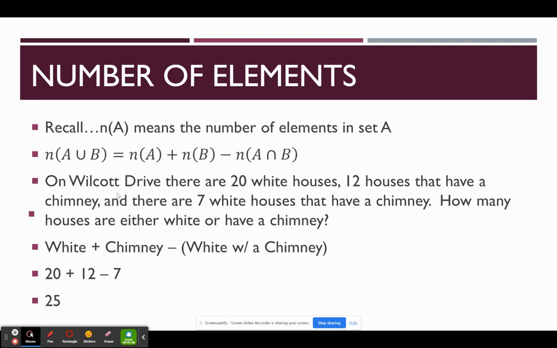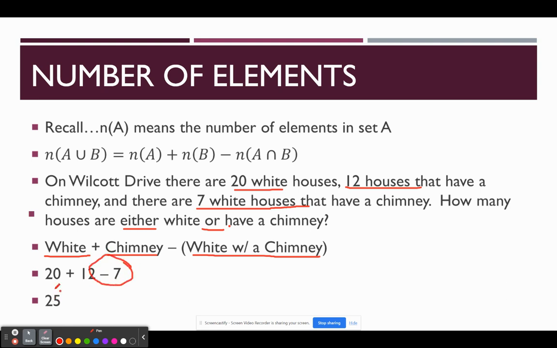Here's an example. On Westcott Drive, there are 20 white houses. There are 12 houses that have a chimney, and there are 7 white houses that have a chimney. So that's where that union part comes in. The question is, how many houses are either white or have a chimney? So that means the white houses plus the chimney houses minus the white houses that have a chimney gives us 20 white houses, 12 houses with a chimney, minus the white houses that have a chimney. That leaves us the grand total of 25.